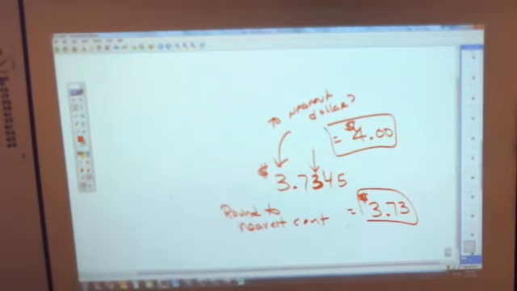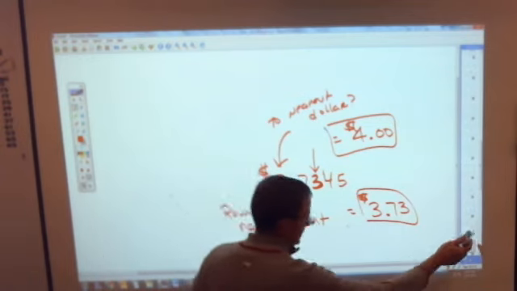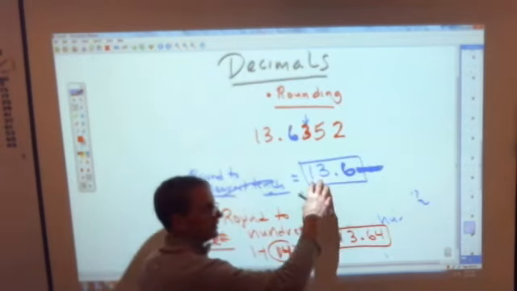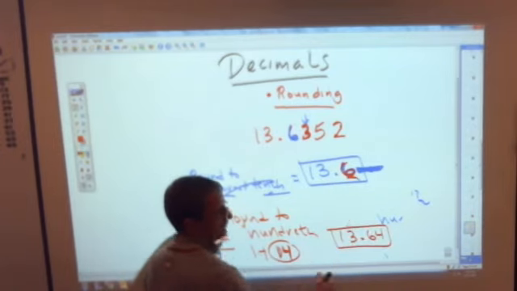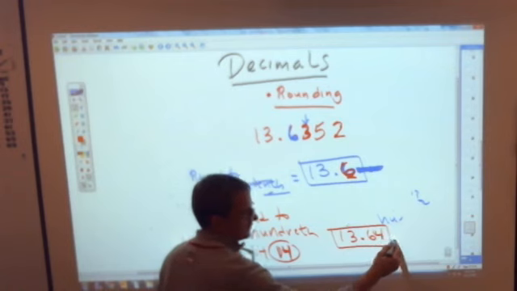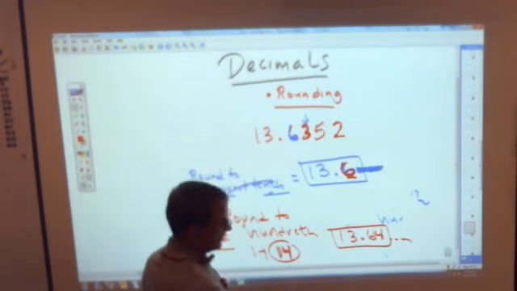I don't think we need to go any farther, but please, please, please, like I said before, remember this, and I will mark them wrong. If you're rounding to the nearest tenth, there's nothing after the tenth. If you're rounding to the nearest hundredth, there's nothing after the hundredth.